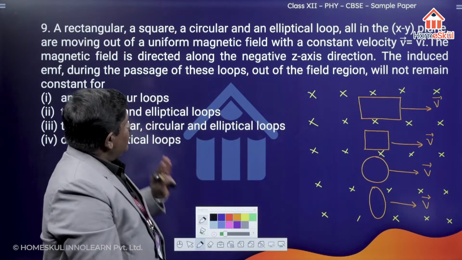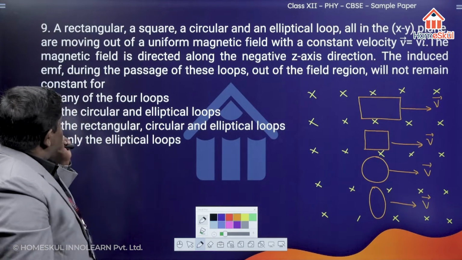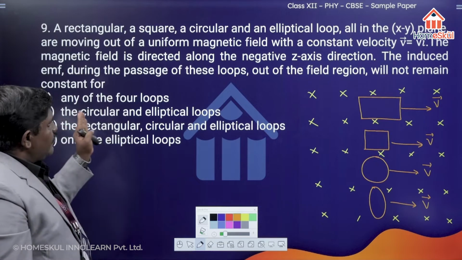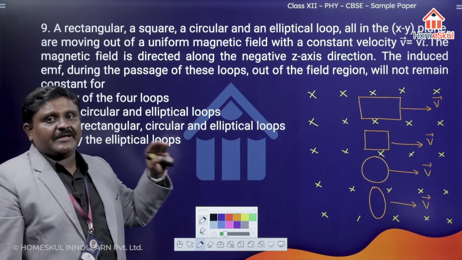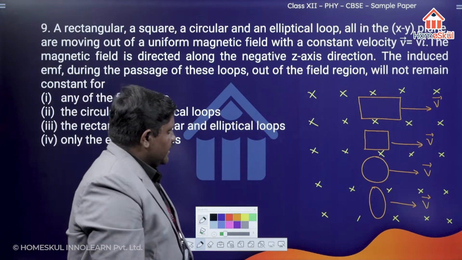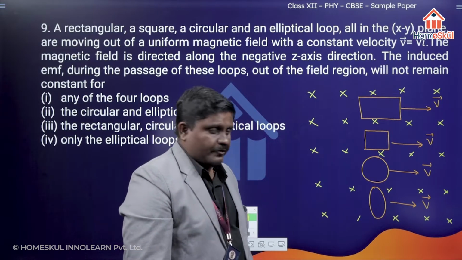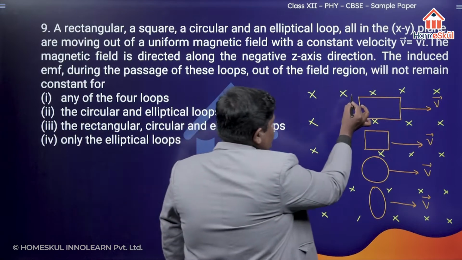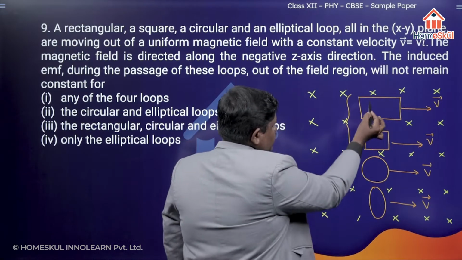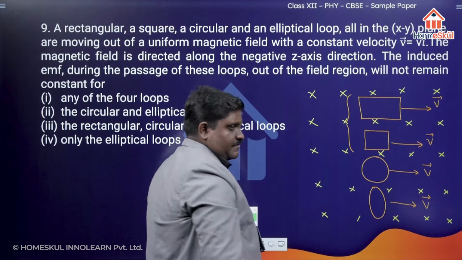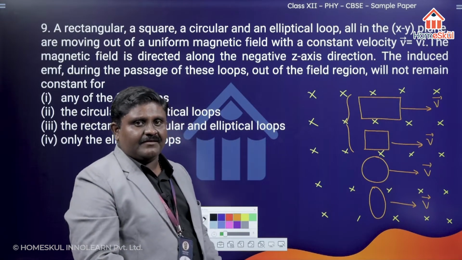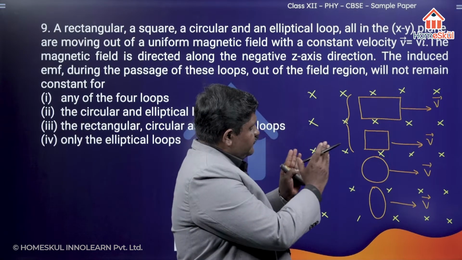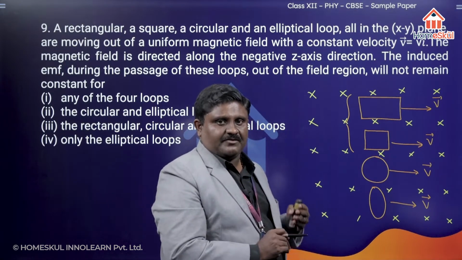Then our question is, during the passage of these loops out of the field region, which will not remain constant. That is, the induced EMF will not remain constant. We have to find out that. Then carefully look at the structure of these 4 loops. These 2 loops, the rectangle and the square, have the same shape, right? So if they move out of the field, the EMF will be constant.